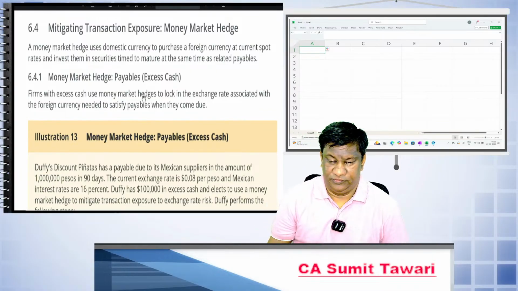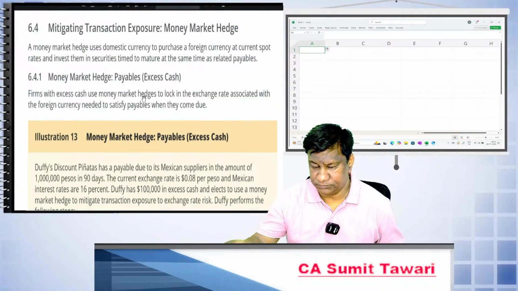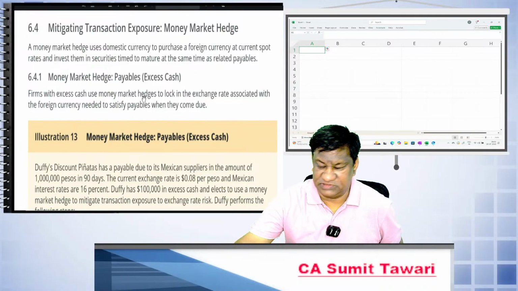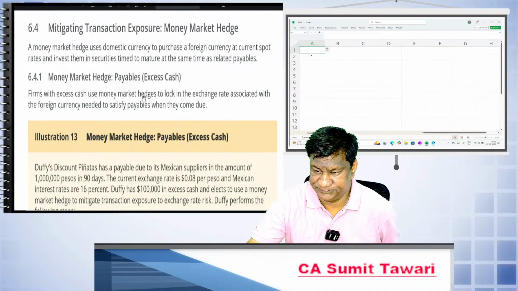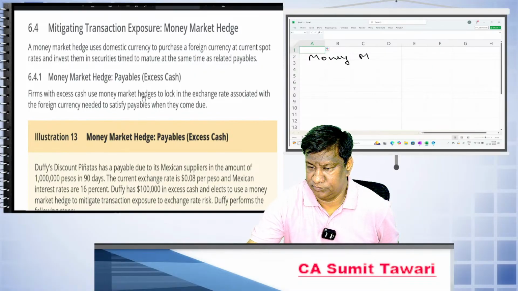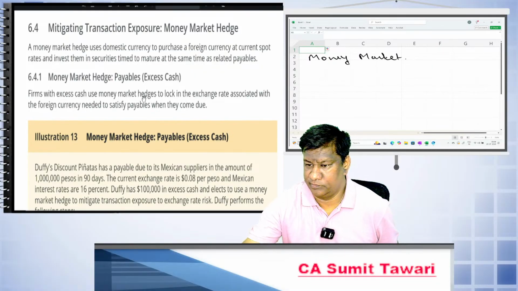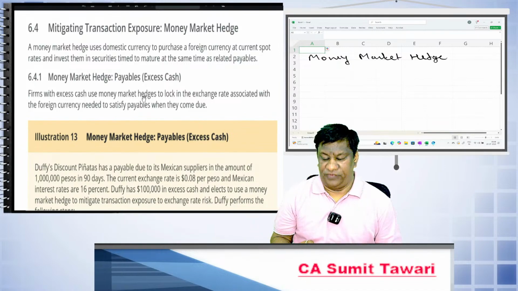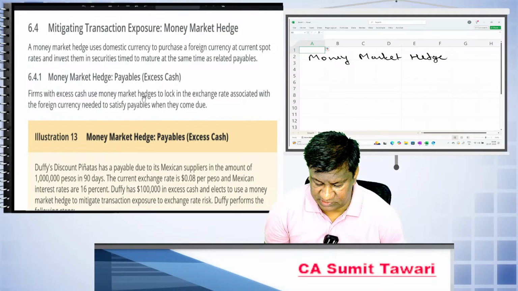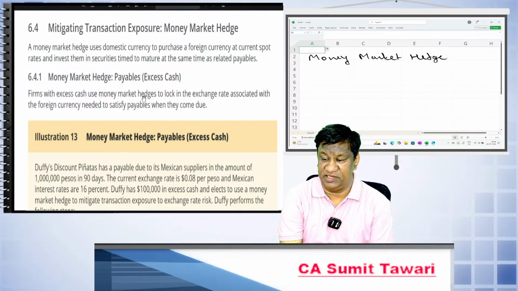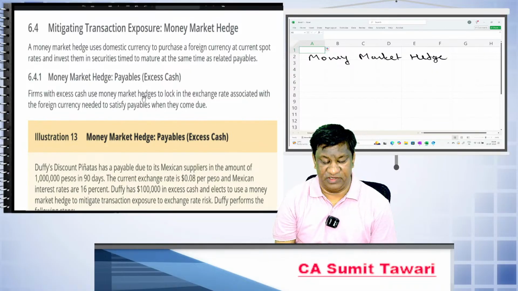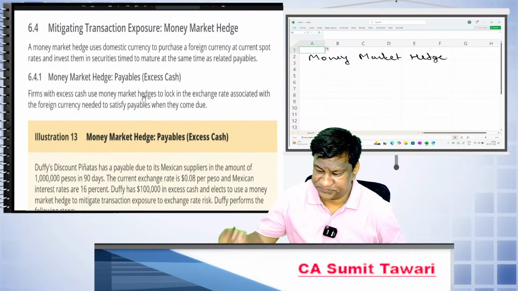Okay, so we start now. Today we start with the money market hedge. Why do we call this strategy or technique a money market hedge? Because we need to upfront invest surplus money, or whatever excess cash is available with us. Just try to understand.